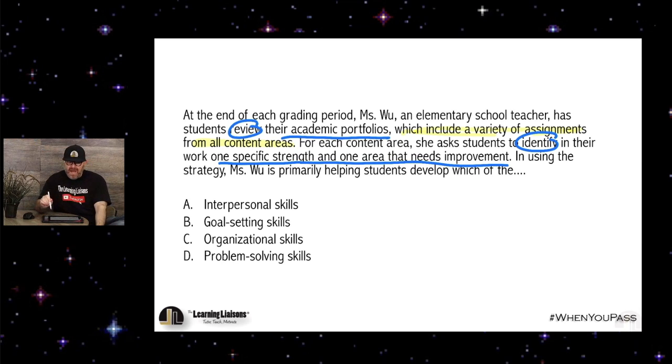So review their academic portfolio and ask them to identify their one specific strength and one area that needs improvement. All right, this is easy now. Think about it, right? Don't freak out. Interpersonal. Are we talking about between students? No, we're talking about this student's grades. Gone. Problem-solving skills. Are we given a bunch of different things and have to come up with an answer? No, it's literally talking about a portfolio. There is no finding out answers. It's you did good or you did bad. Done. So it's down to either B or C.